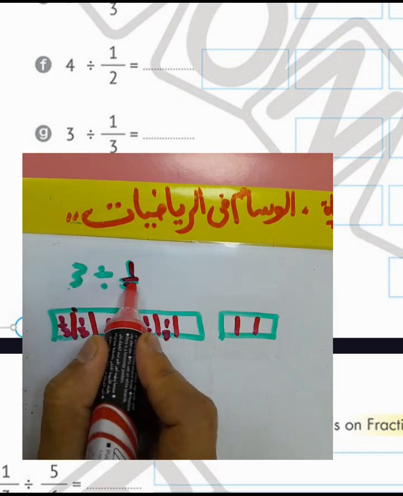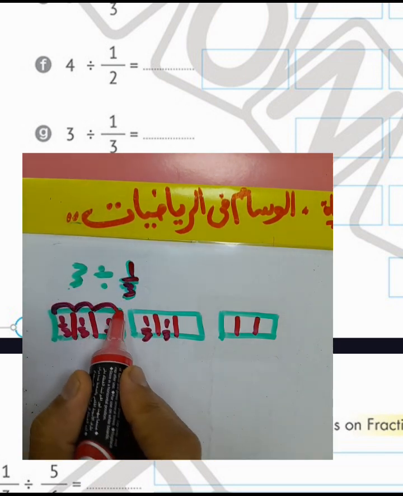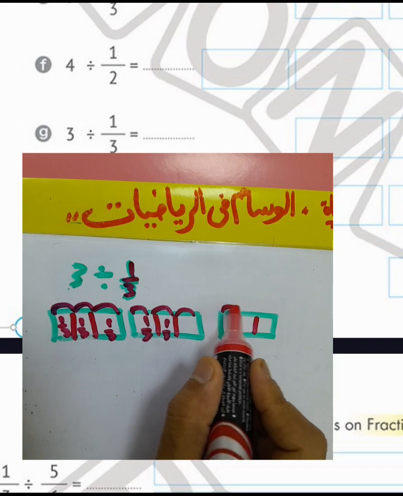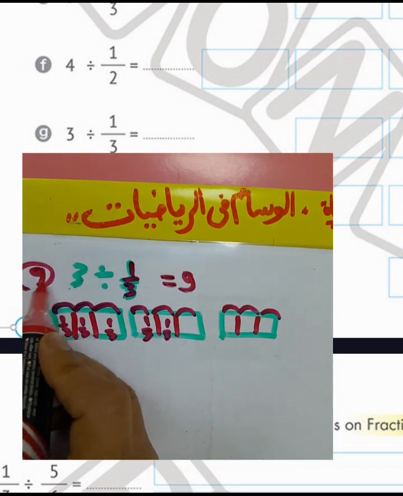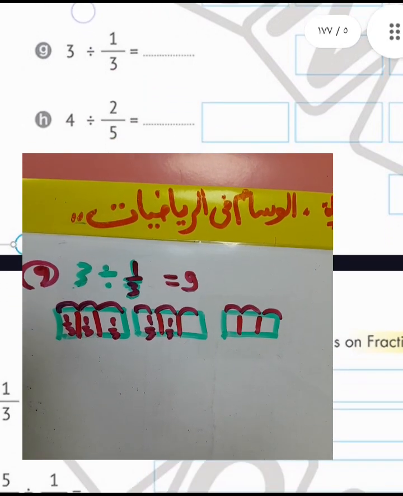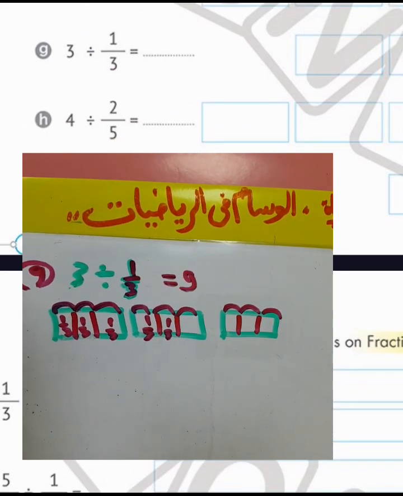Count with me. 1 over 3, how many? 1, 2, 3, 4, 5, 6, 7, 8, 9. Then the result will be 9. That was question letter G. Now question letter H.